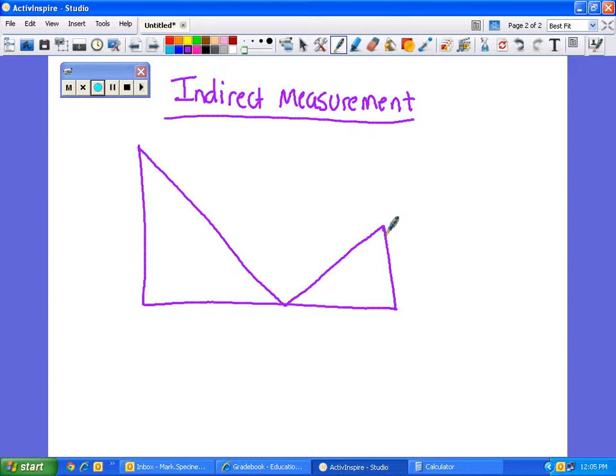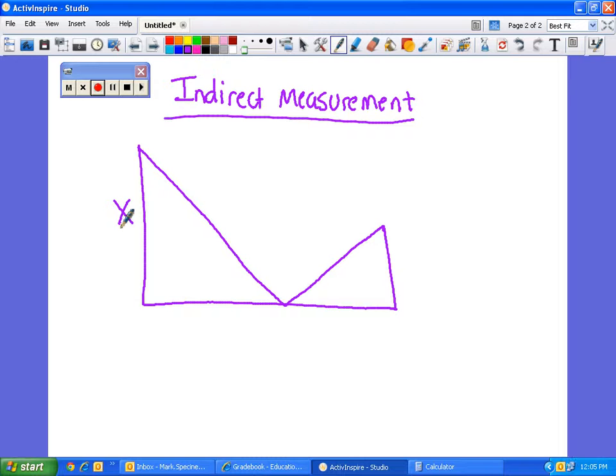So here's what we're told in the problem. We're told that this kid wants to measure. He wants to climb the rock. He wants to know how tall the rock is. Since we don't know how tall the rock is, we call it X.